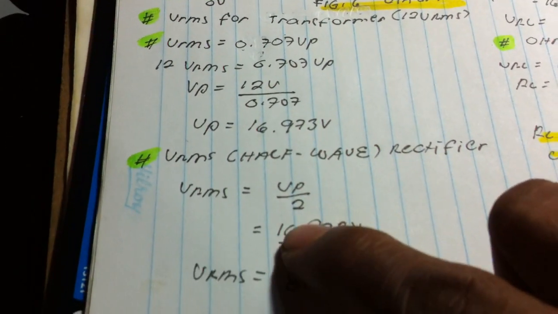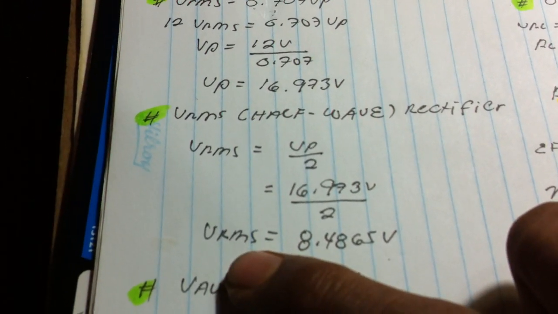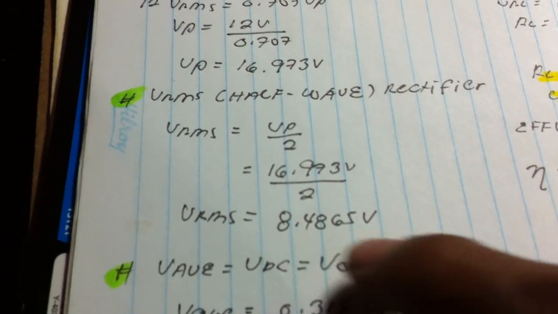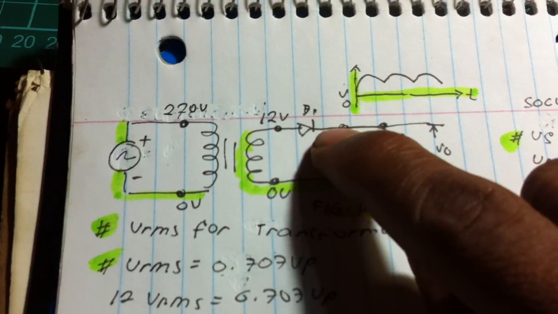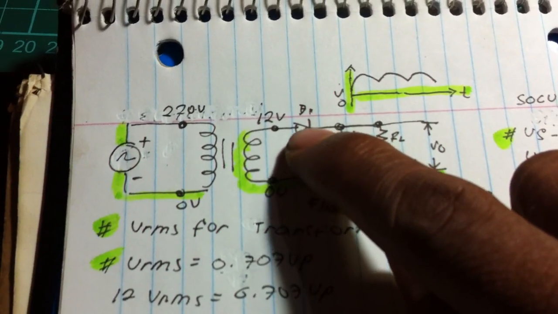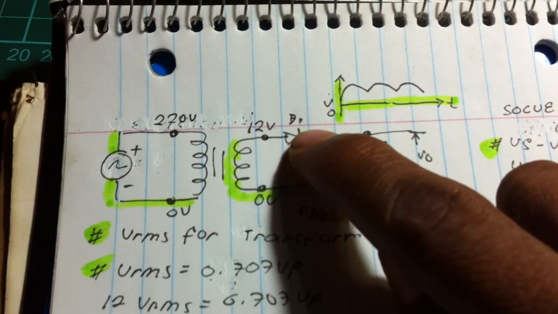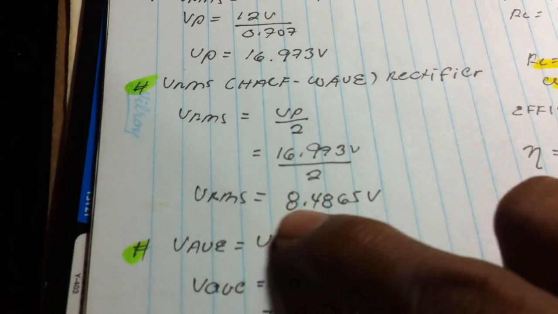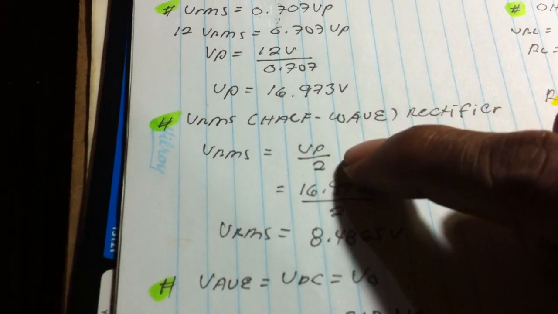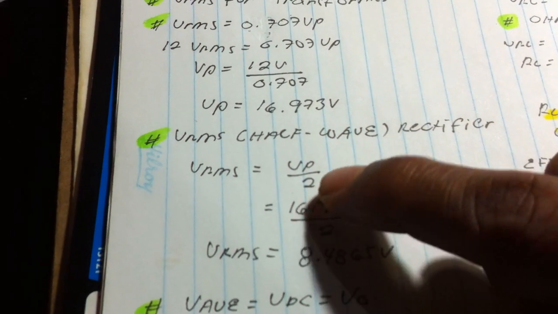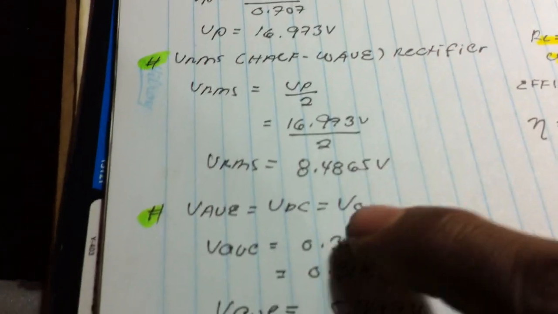Voltage peak divided by 2. We have now a new value of VRMS, 8.4865 volts. That is the VRMS now after the signal or the current flows into the diode. We get a new VRMS value, 8.4865, by using this formula: VRMS equals VP divided by 2 for the sine wave.